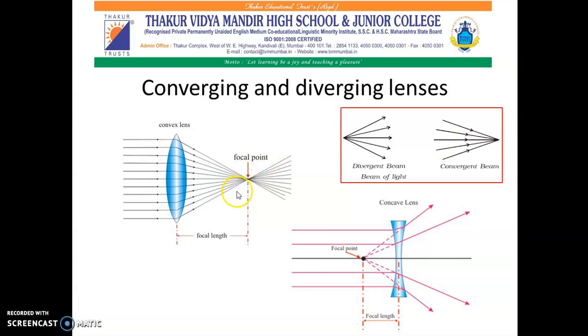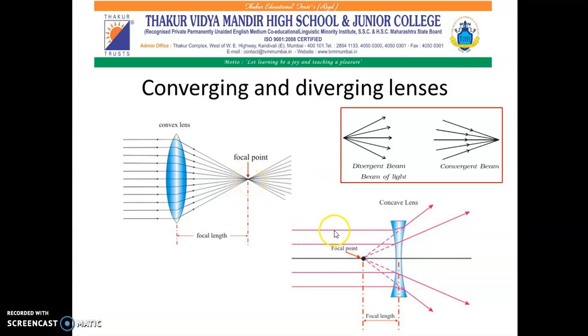So in the previous slide also we have seen that when the light rays parallel to the principal axis are incident on a convex lens, after getting refracted, they are meeting at a point. So this point is called the focal point, and as they are converging and meeting at a single point, the convex lenses are called converging lenses. And this is the focal length, that is the distance between the optical center and the focal point.